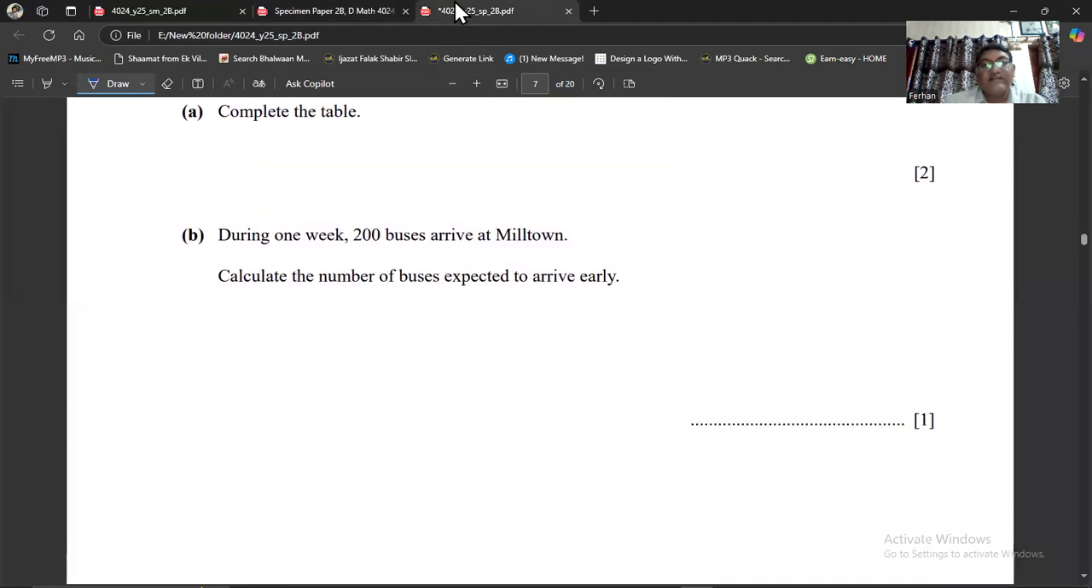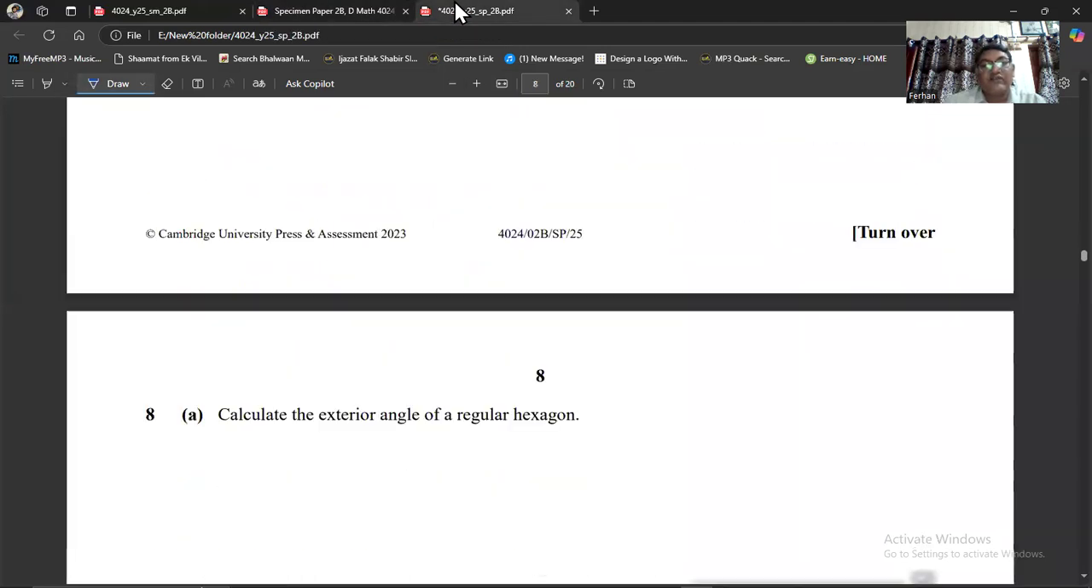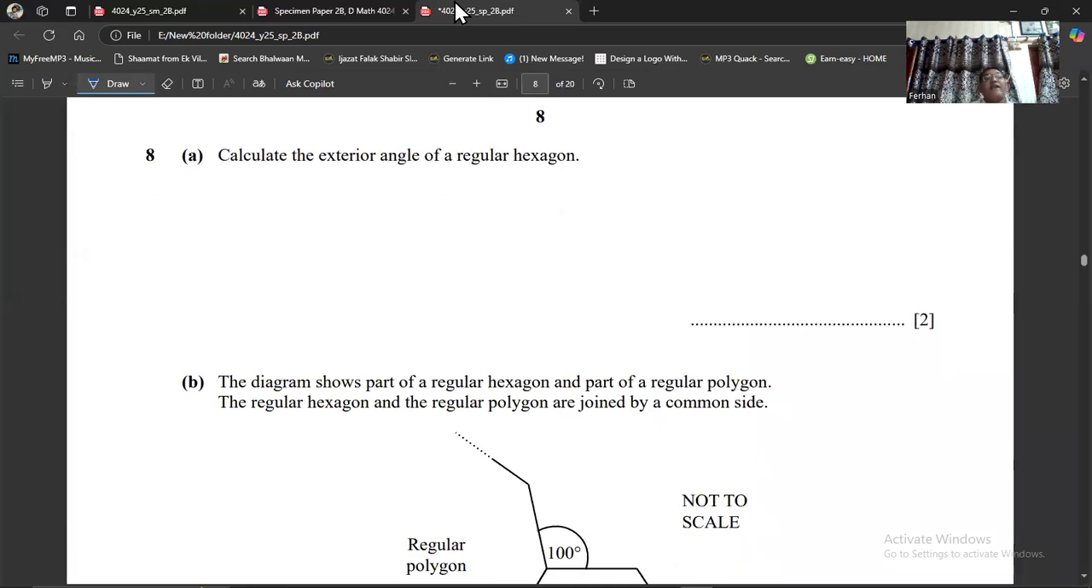That was question number 7, and now we are going to the next question. The question is question number 8. It's A part. He says calculate the exterior angle of a regular hexagon. Okay, the word regular is very important. It means all the sides are equal, all the internal angles are equal. It means all the external angles are also equal to each other.